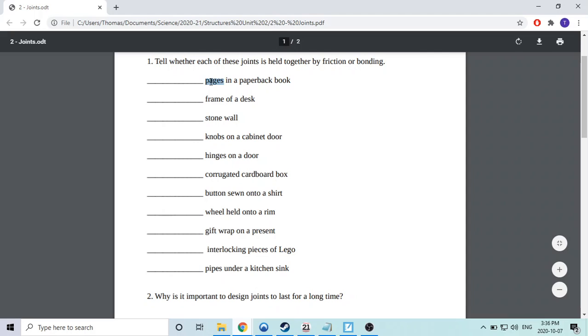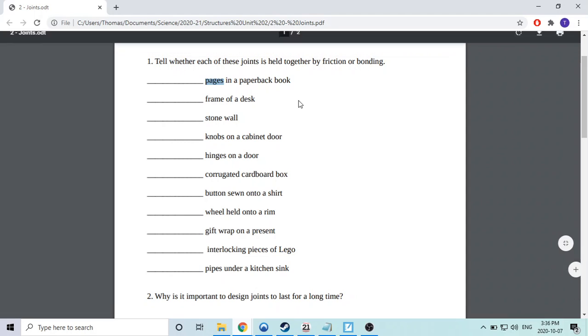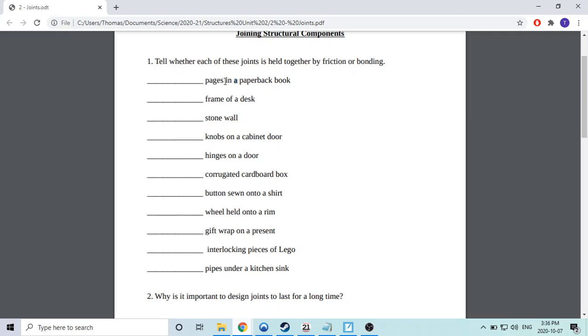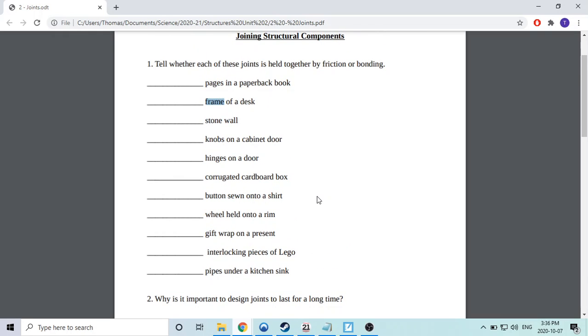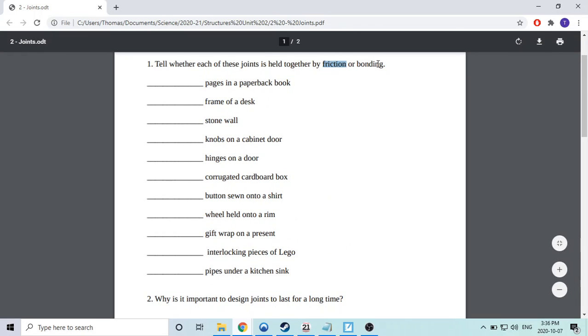So what holds pages in a paperback book? Right? Is it glue? Is it tape? Is it a nail? You tell me. Frame of a desk. What holds the frame of a desk together? A stone wall, knobs on a cabinet door, hinges on a door, cardboard box, button, wheel held onto a rim like on a car, gift wrap on a present, piece of Lego, and pipes under a kitchen sink. How are these things held together? Your answer should be either friction or bonding, right? Nothing else should appear here. It should be one of these two.